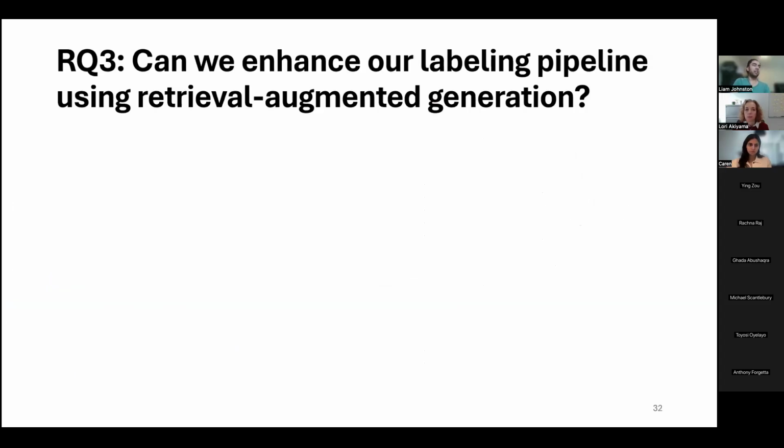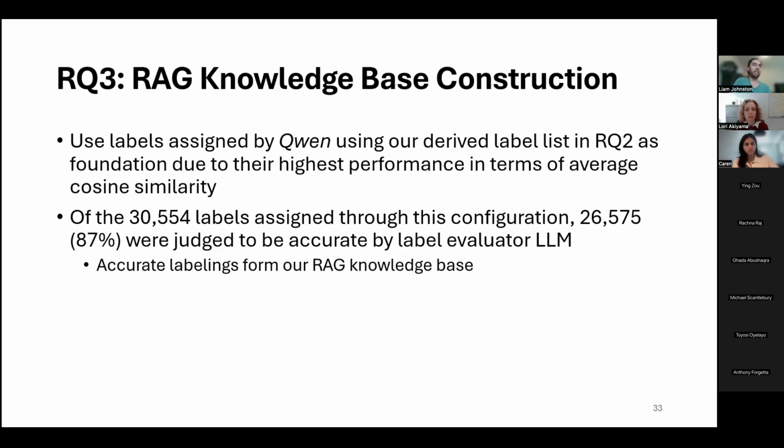Yeah, so now the next one is the RAG-based component. So the first step is we construct the RAG knowledge base. Since RQ2 is on the train set, we can use that as our knowledge base because those represent our historical issue reports. And we use the labels assigned by Qwen using our derived label list as the foundation because they have the highest average cosine similarity. And of the 30,000 labels that are assigned through this configuration, 87% were judged to be accurate. And then the accurate labelings formed our RAG knowledge base.